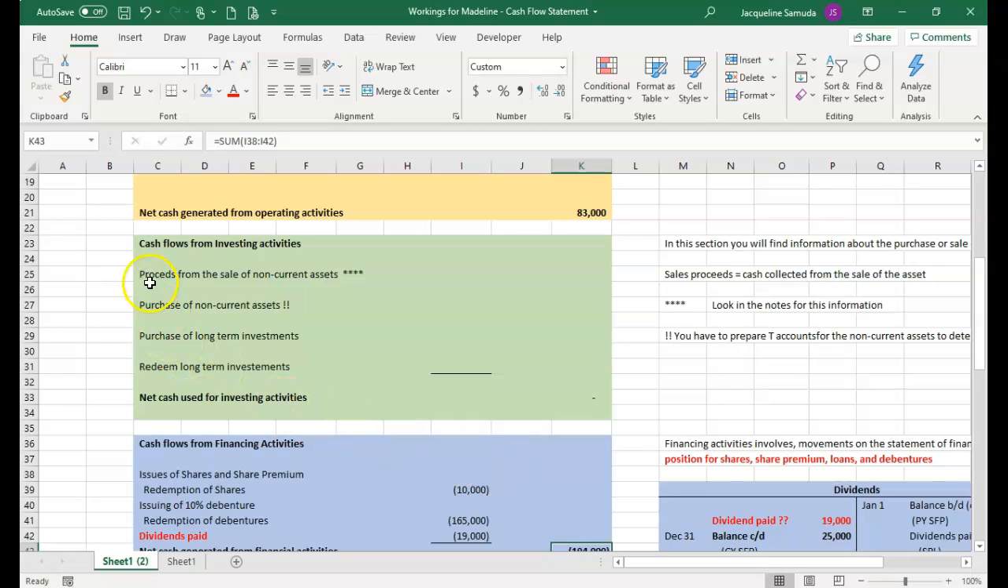Okay, now let's see if we can work on the cash flows from investing activities. Now let me jump over here to say that sales proceeds is the cash collected from the sale of the assets, and I have this little reminder here to let you know that you need to look in the notes for this section. So in the notes, let's jump back to it. Sort of be jumping back and forth, but it's good when you can see the figures that I'm talking about.